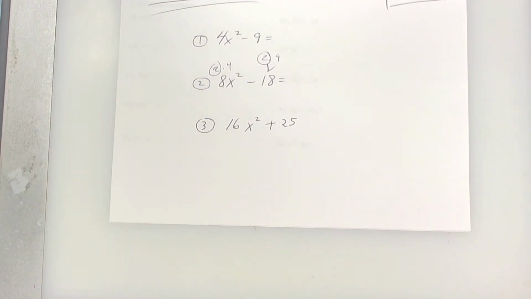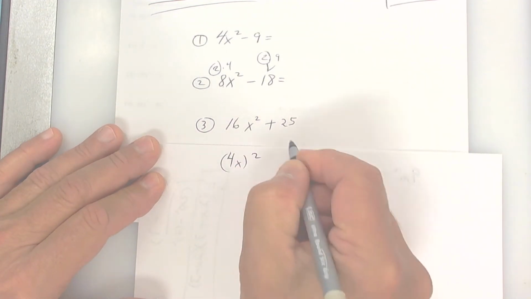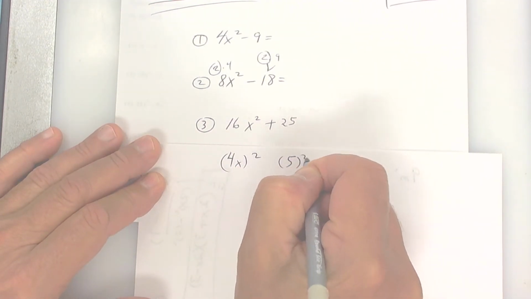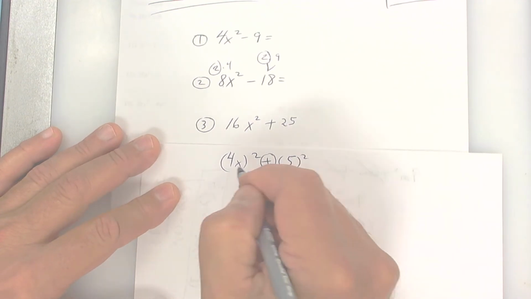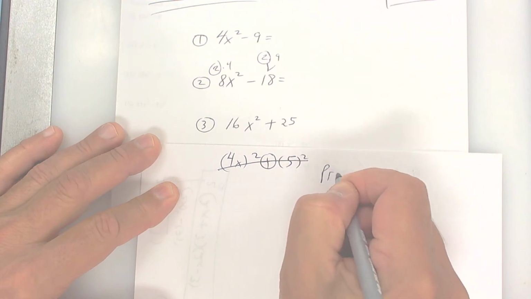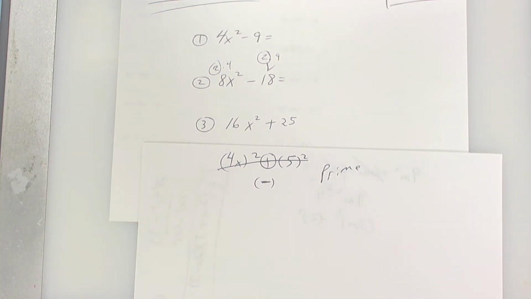Okay, last one. Yes, 16 is a perfect square, 4x. 25 is a perfect square, 5 times 5, but it's not the difference. So you can't factor this one. So this one is prime. Remember, it has to be a minus in order to be the difference of two squares. There's no such thing as the sum of two squares. Well, there is, but you can't factor it.